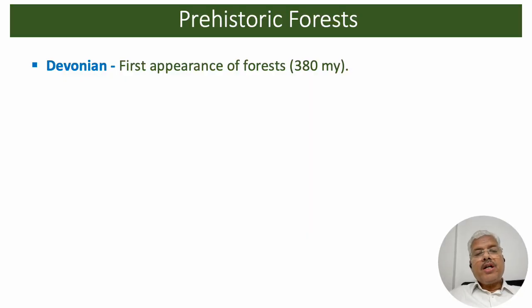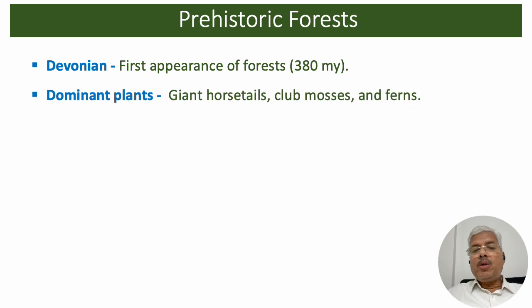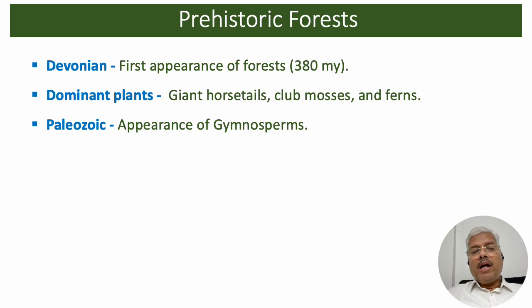The first forests appeared around 380 million years ago, that is during the Devonian period. Over the millions of years that followed, these land colonizers developed and adapted to their new habitat. The forests were dominated by giant horsetails, club mosses, and ferns. Life on Earth continued to evolve, and in the late Paleozoic era, the gymnosperms appeared. By the Triassic period, gymnosperms dominated the Earth's forest.